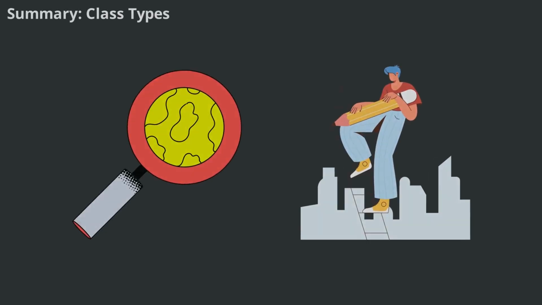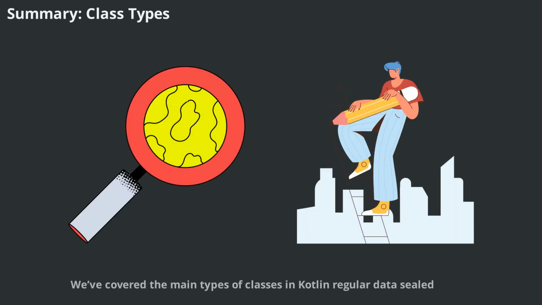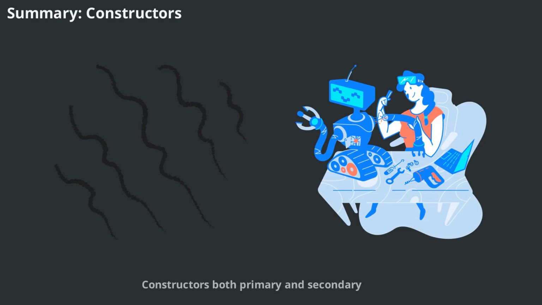You've covered the main types of classes in Kotlin: regular, data, sealed, and enum classes, as well as object and companion objects. Each serves a unique purpose, from holding data to managing singletons or defining fixed sets of values. Understanding these types helps you write clearer, more maintainable code. Constructors, both primary and secondary, allow you to initialize objects in flexible ways. The init block provides a place for setup logic and validation, ensuring your objects start in a valid state. These tools give you control over how your classes are created and used.